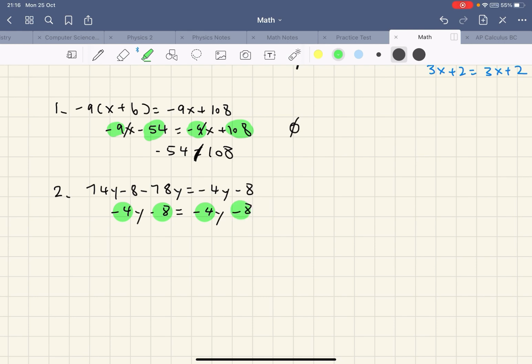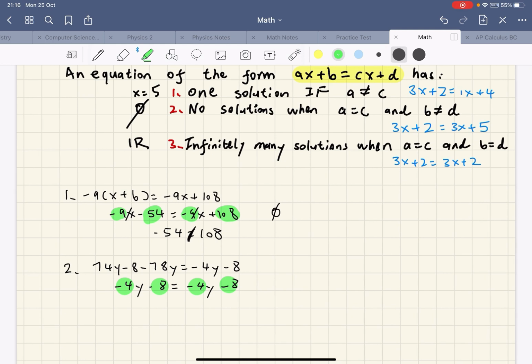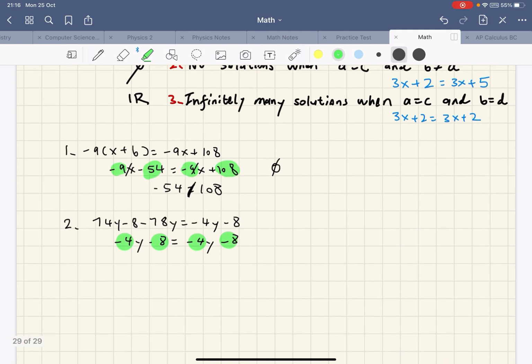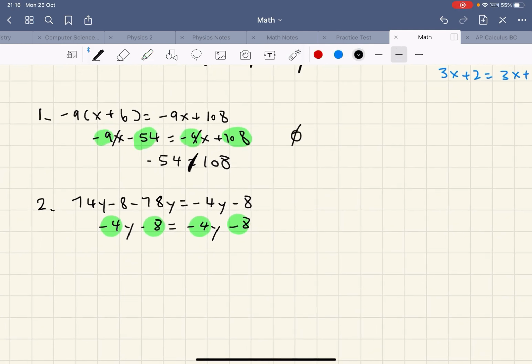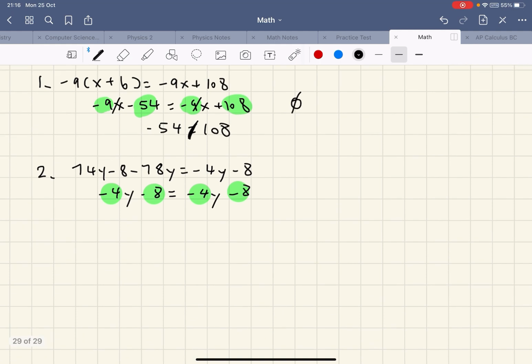Now what rule is that? That is rule number 3. A equals c and b equals d, and this equation will have infinitely many solutions. So let's see what happens if we keep solving it. Add 4y on both sides, and you get 0. Add 8 on both sides, you get 0. So 0 equals 0. And since 0 does equal 0, and this equation is true, you will get infinitely many solutions.